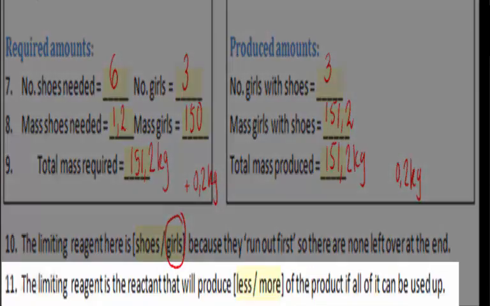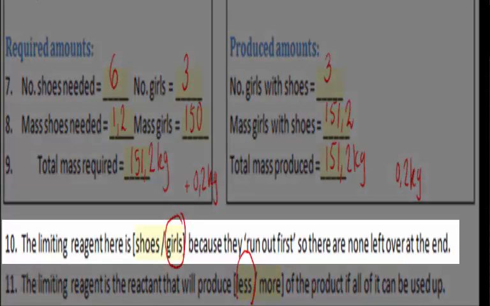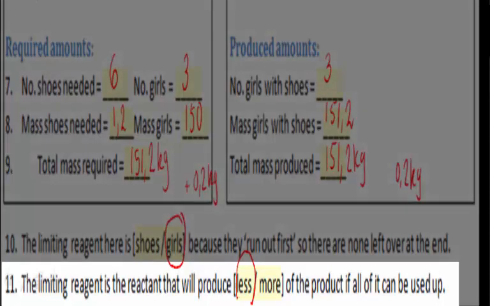And the limiting reagent is the one that will produce which? Less or more of the product if all of it is used up? And you should remember the answer is less. And that's what we're going to calculate now. We're going to demonstrate this. We know that the girls are the limiting reagent in this particular example, and now we're going to show that they produce less if all of them are used up.